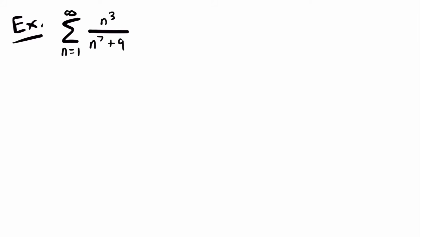And so, the series that we are going to compare this series to will be the sum from n equals 1 to infinity of n cubed divided by n to the power of 7. All right, so we ignore that 9 and just look at the highest powers of n in the numerator and denominator to get our comparison series.